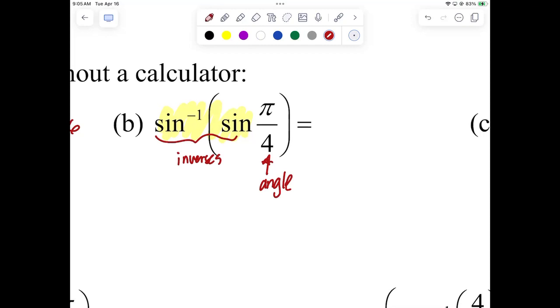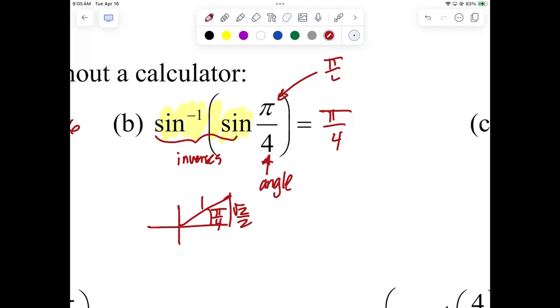Now, is pi fourths in the PVR? It is. So should these undo each other? They should undo each other because I go to pi fourths, which is right here, and I know it's in the PVR, and then I take the inverse sine of pi fourths. This would be the square root of 2 over 2 over 1. And then I take the inverse sine of that ratio, and I get the same angle, pi fourths.